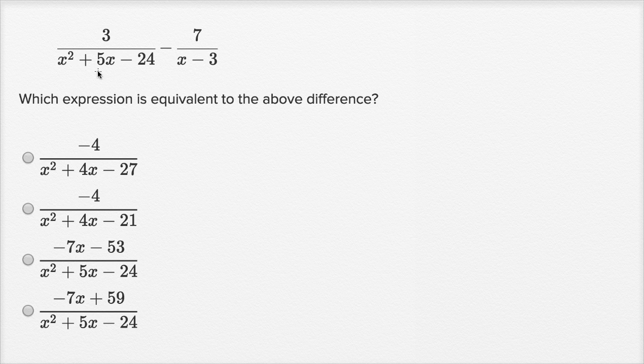And so one thing we can do is, let me actually rewrite the whole thing. So 3 over x squared plus 5x minus 24 minus 7 over x minus 3. Now, the brute force way is to just multiply the denominators and say, okay, that's going to be a common multiple, but there might be a cleaner way of doing that, especially if x minus 3 is one of the factors of this. So let's see if this is.